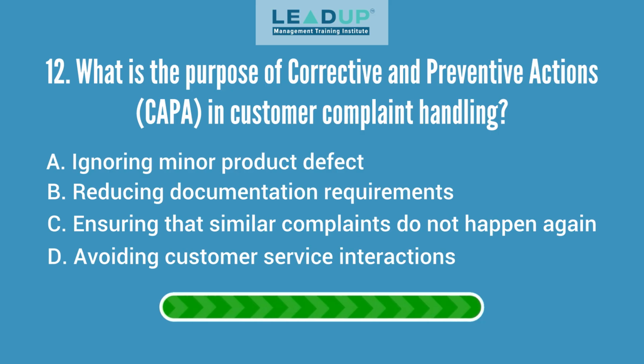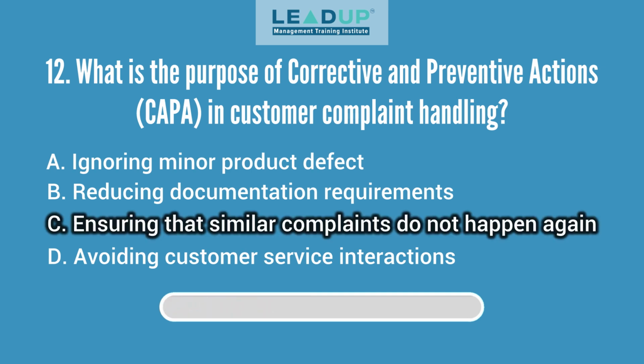Question 12. What is the purpose of corrective and preventive actions, CAPA, in customer complaint handling? A. Ignoring minor product defects. B. Reducing documentation requirements. C. Ensuring that similar complaints do not happen again. And D. Avoiding customer service interactions. The answer is ensuring that similar complaints do not happen again.